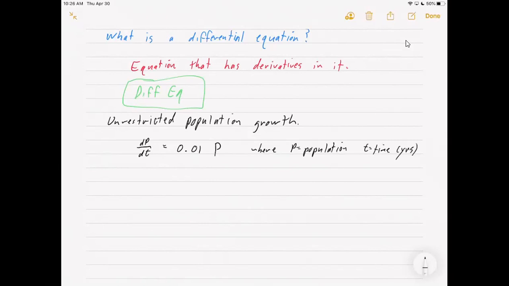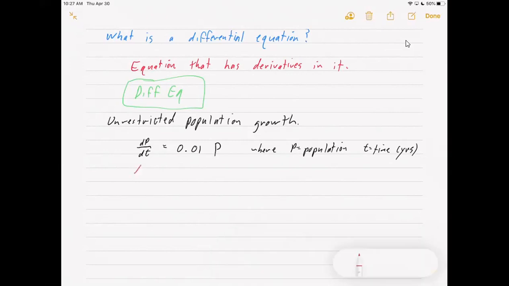Usually when we're talking about population growth for people anyway, we would probably be talking about how it grows over years. If you're talking about the population growth of, I don't know, something like mold, you could think of the spores as growing, then you might be talking about it in hours or something else. But let's talk about it in terms of years and figure out the meaning of this formula, all right? So this formula has a derivative in it. So it is a differential equation.